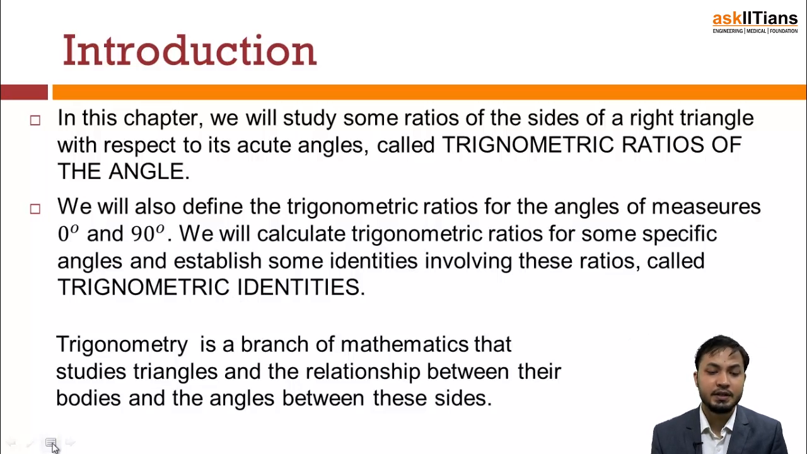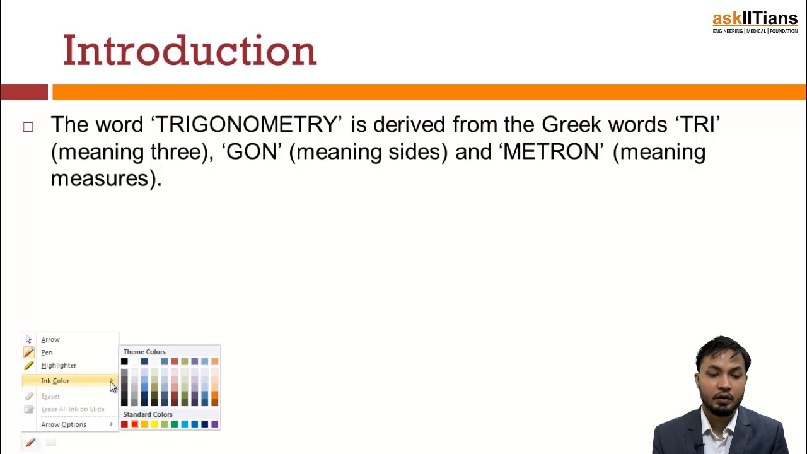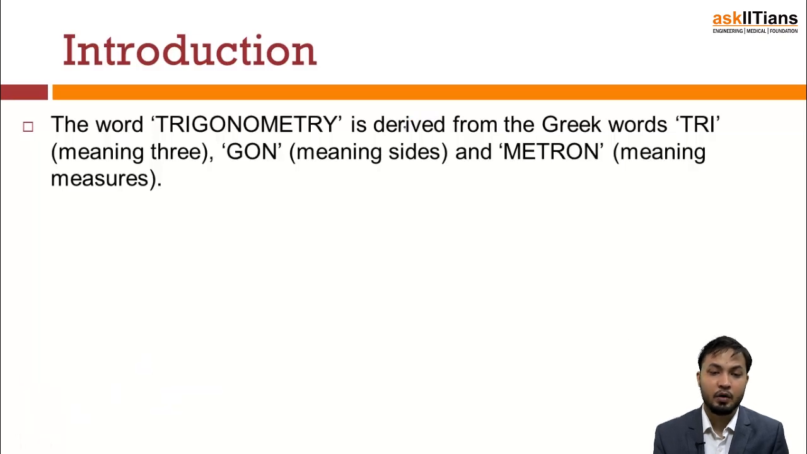So basically, it is the study of triangles and the relationship between the sides and the angles of these sides. If I look at trigonometry, it is derived from the Greek words trigon and metron. All these words give us the meaning that trigonometry is nothing but the measure of the three sides of the triangle.